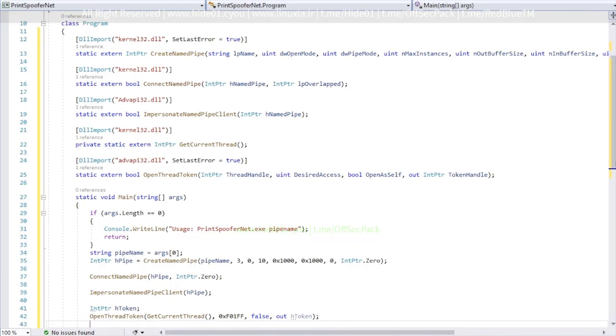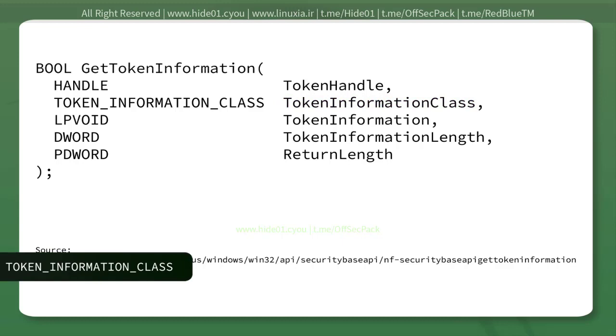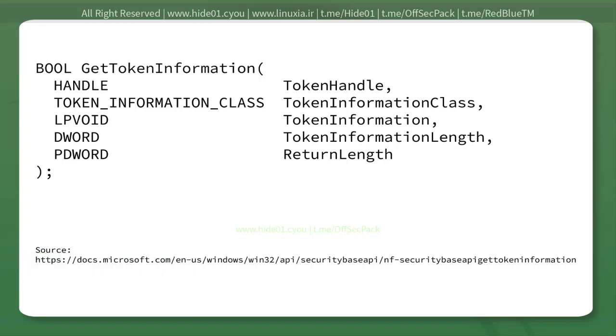Next, we'll invoke getTokenInformation. The API can return a variety of information, but we'll simply request the SID. The first argument is the token we obtained from OpenThreadToken, and the second argument specifies the type of information we want to obtain. Token information class is an enum that contains values specifying the type of information we can retrieve from an access token via getTokenInformation.